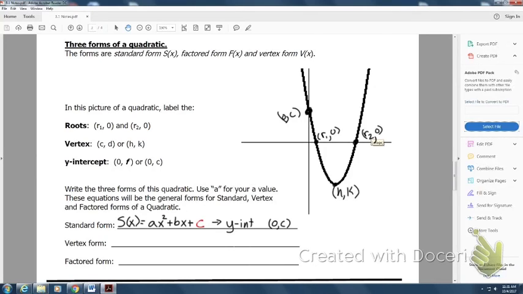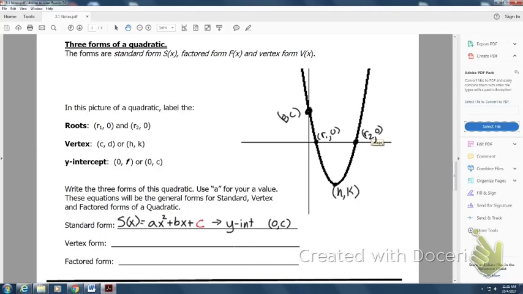You would write it as the y-intercept, so your x is 0. If at the end of that equation it says plus 4, your y-intercept is (0, 4). If it's minus 8, your y-intercept is (0, negative 8). So it's (0, c). That is where you will find the y-intercept.